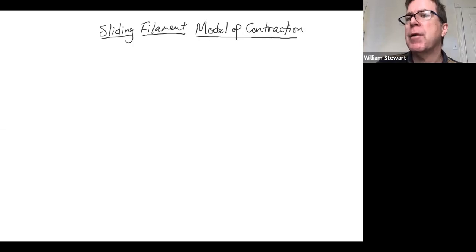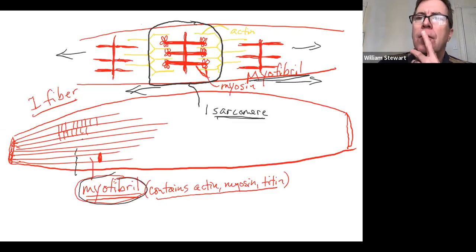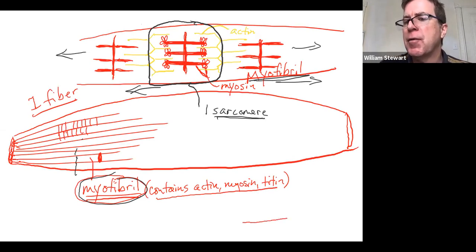If I go back to my previous picture, the sliding filament theory says this. I'm just going to draw one myosin molecule and I'm going to simplify it, only put one head on it. And I'm going to draw one actin molecule. And actin really looks like a chain of beads or a string of pearls like this. All right, let's label these actin. I'll label this myosin.